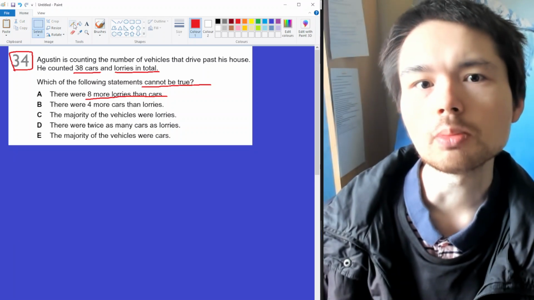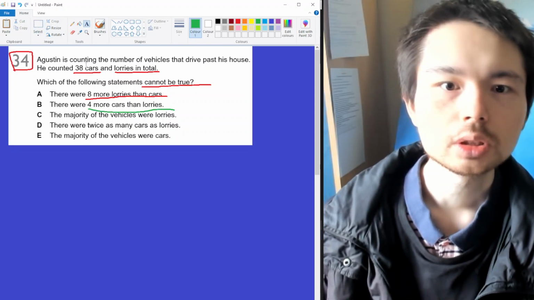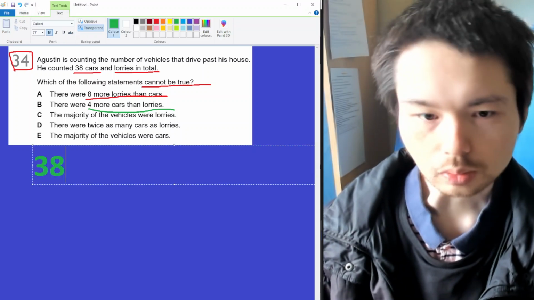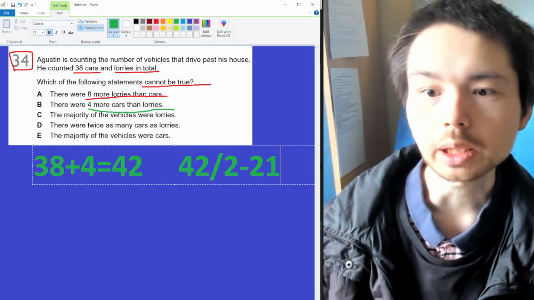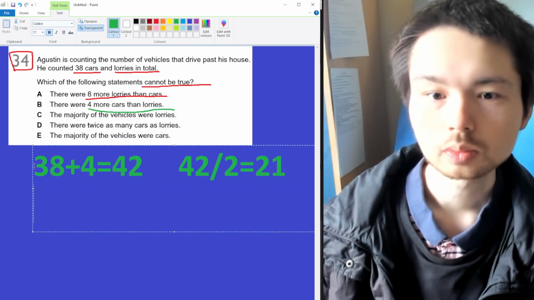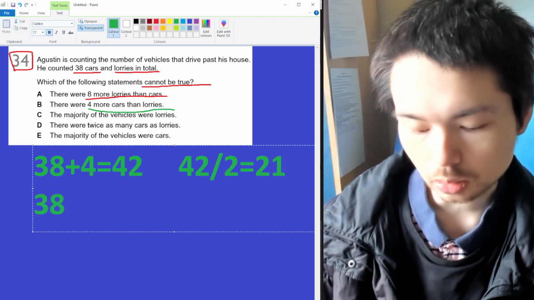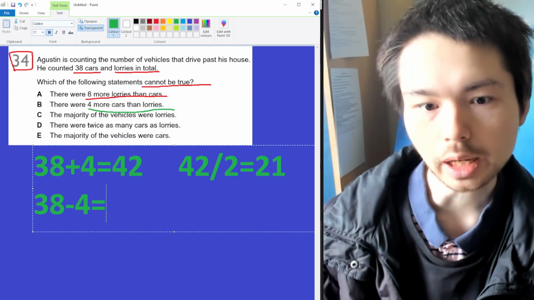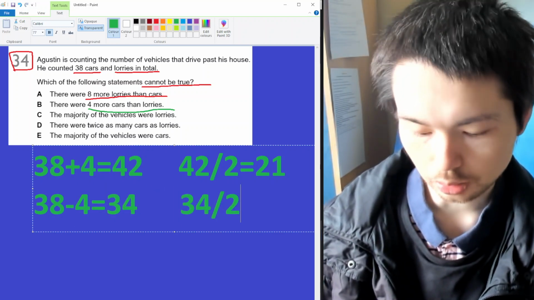B. There were 4 more cars than lorries. That's okay. We just do the same thing. 38 plus 4 is equal to 42. And then we halve it. 21. If there are 21 cars, we can work out the other one. If there are 4 more, there will be 4 less. 38 take away 4 is 34. Then halve it. 34 divided by 2 is 17.